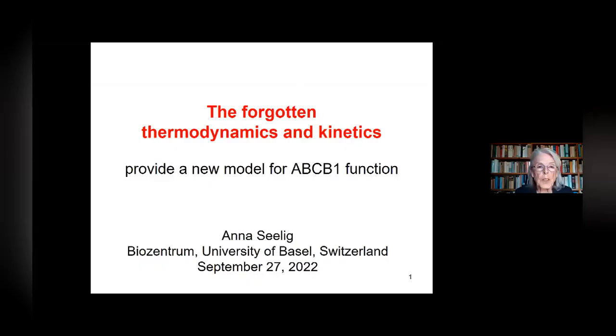I would like to talk about the forgotten thermodynamics and kinetics. I did a review of a lot of publications, about 24 years of work, and at the end I would like to present a new model for the function of ABCB1.